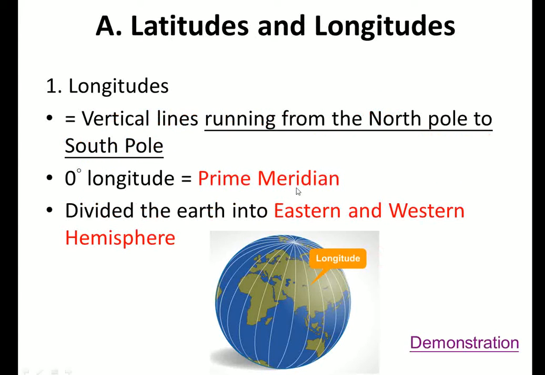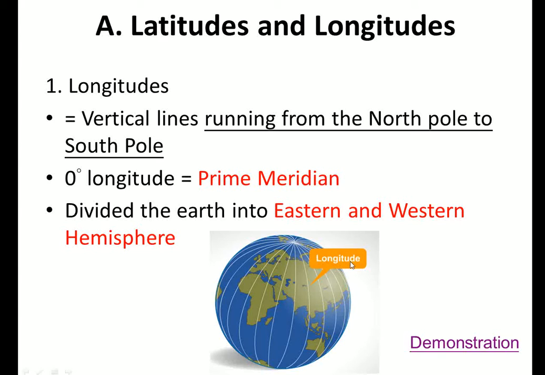Okay, let's talk about latitudes and longitudes first. First of all, let's start with longitudes. What are longitudes? This is the Earth. We have a lot of vertical grid lines running from the north to the south. On the Earth, you can draw a lot of vertical grid lines. We call these vertical grid lines longitudes.